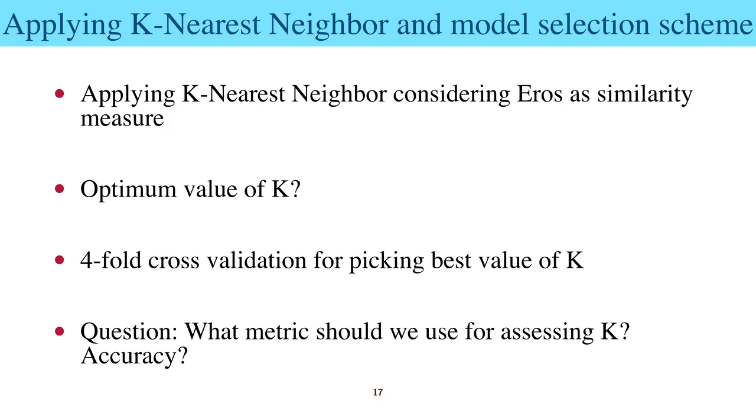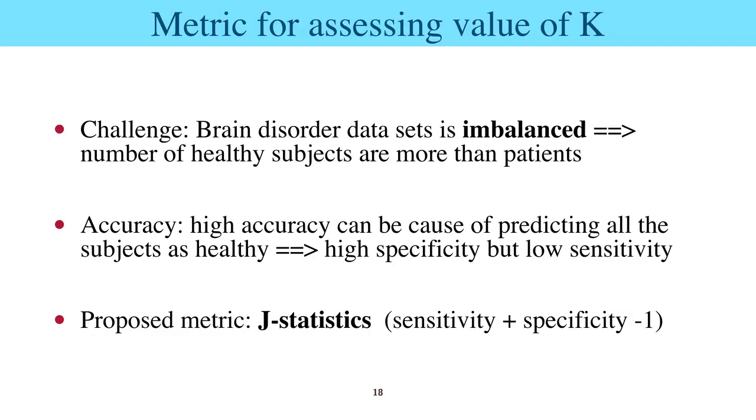Now we know how we want to compute the similarity between two brains. The next step is the classification, and we chose k-nearest neighbor as our classification technique. Now the question is what is the optimum value of k, because in KNN we usually don't know which k to choose, and we have to find this k using some model selection. So we performed fourfold cross validation for picking the best value of k, and in order to assess the value of k, we tried not using accuracy as a measure.